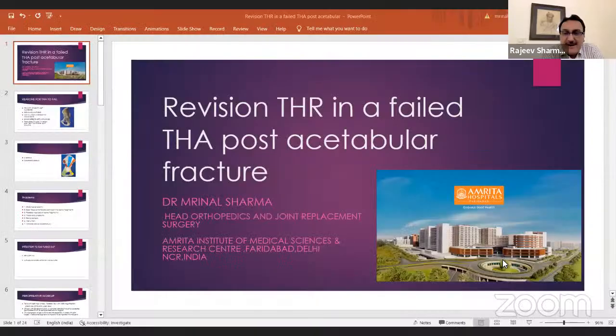Dr. Mrinal Sharma from Delhi NCR will be speaking on arthroplasty revision in post-acetabular fractures, which again is a notch higher in complication.